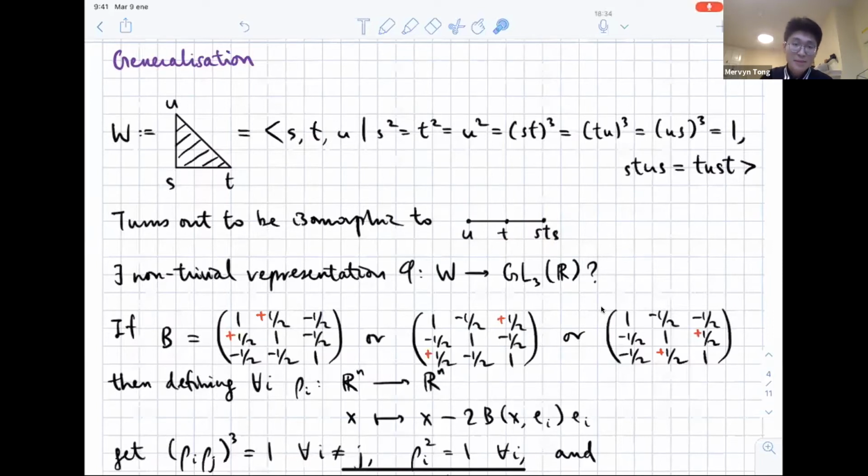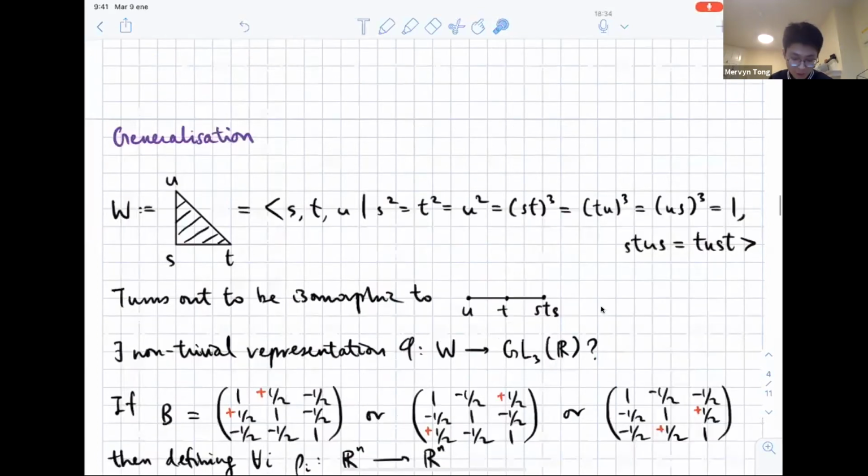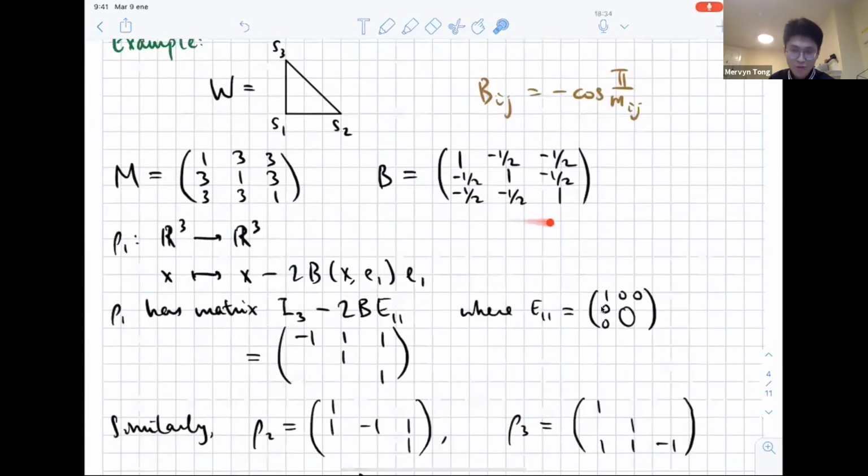And we can ask the same question of whether or not there is a non-trivial representation phi from W to GL3R. And recall that for the unshaded triangle above, we took the bilinear form with just lots of minus halves everywhere apart from the diagonal.